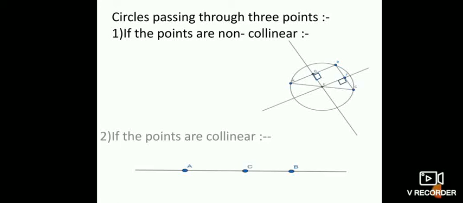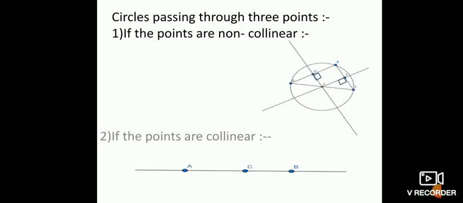Then we draw the perpendicular bisectors of any 2 sides of this triangle, and these 2 perpendiculars intersect each other in a single point. Taking this point as a center, draw a circle passing through these 3 points. We can draw only one circle passing through the 3 points if these points are non-collinear.